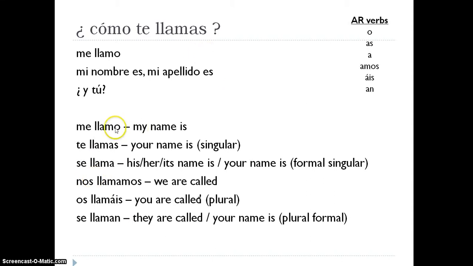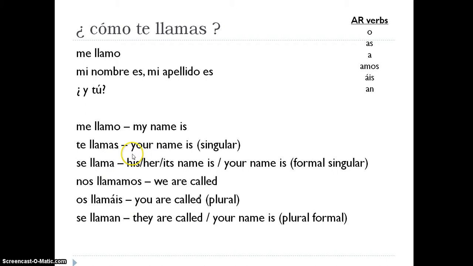And this verb is an AR verb. Most AR verbs in Spanish, you take the AR off of what's called the infinitive. So if we had the verb to be called, llamar, or to call, is the infinitive, to call. So we take the AR off and we put an O here, AS for the tú form, A on the end for he, she, and it form, AMOS for the we form, AIS for the vosotros plural form, and AN for the they form. If you want to know anything more about present tense verbs, then have a look at my video on that as well. But that'll help you identify the endings of the verbs.